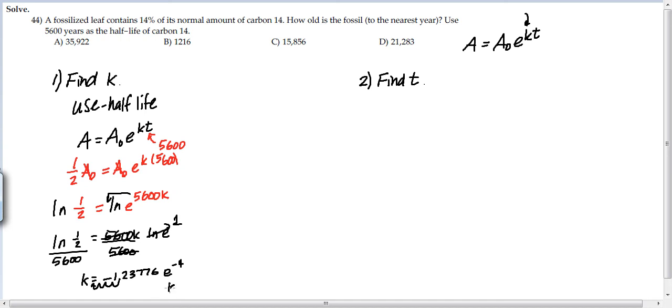So written without the scientific notation, it means it's 0.0. Let's see, there's going to be 1, 2, 3 zeros in front of that 1. Some calculators will not show it to you this way. You need to understand that that means move the decimal 4 to the left. So it's 0.000123776. So now we can find t.